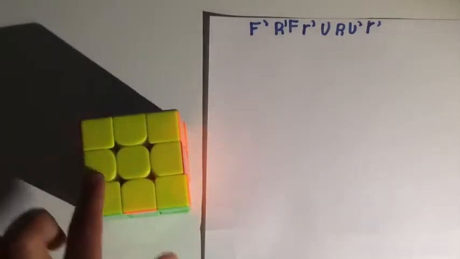The second last case for this step is this. You recognize it by having 2 corners on top diagonal to one another. So to solve this case, you do the algorithm F prime, R prime, F, wide R, U, R, U prime, wide R prime. And that will orient the last layer.